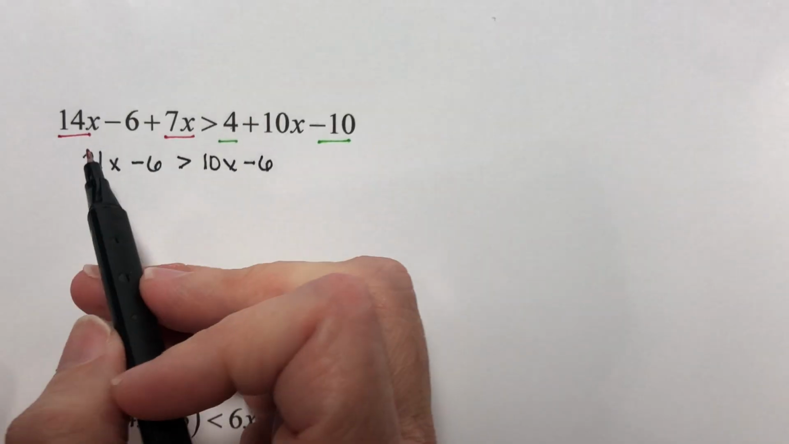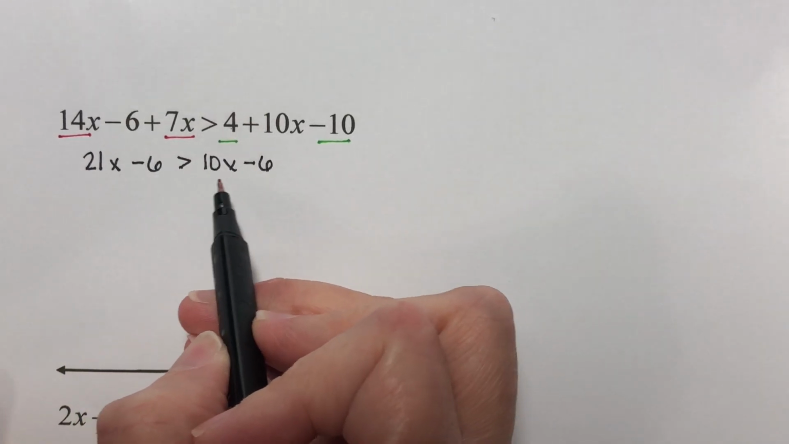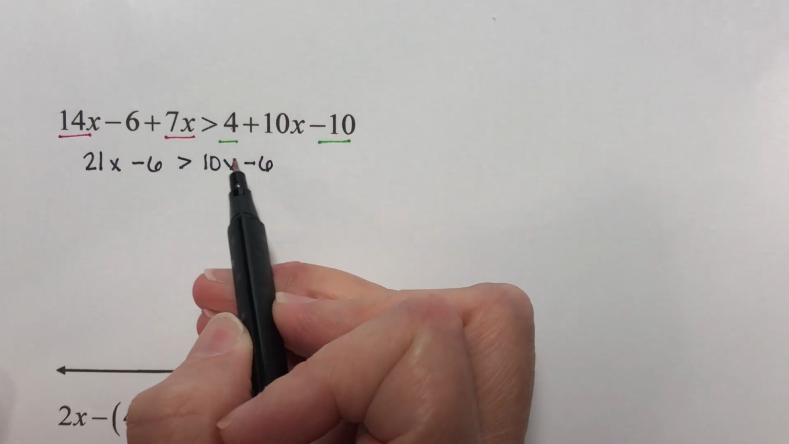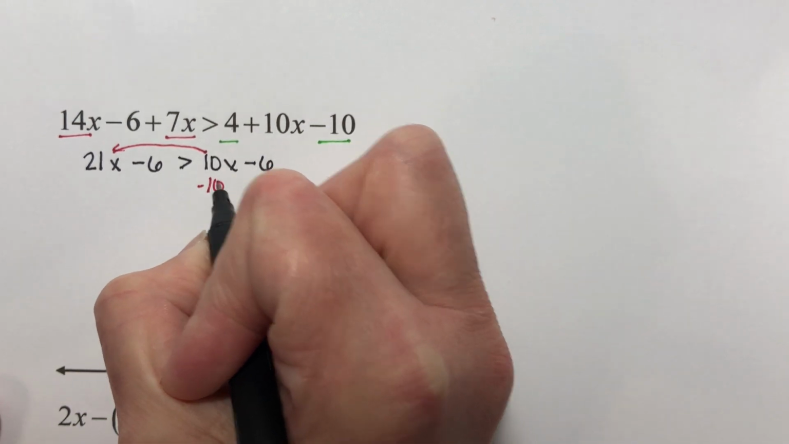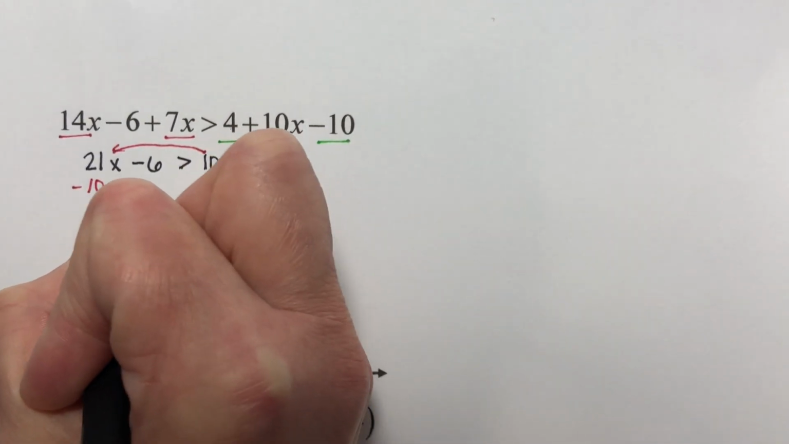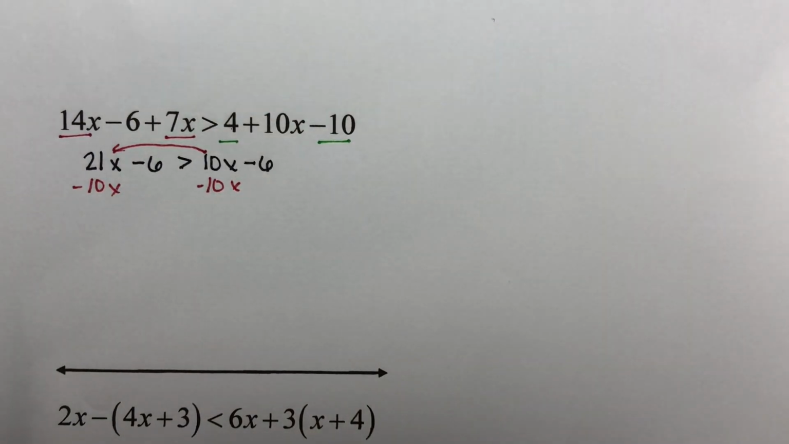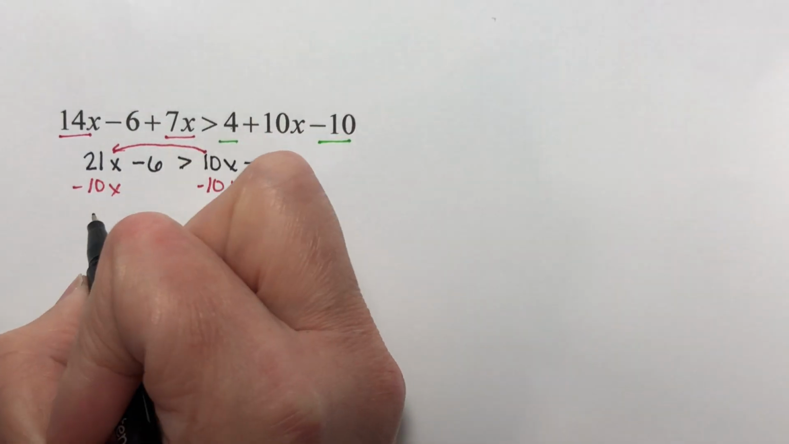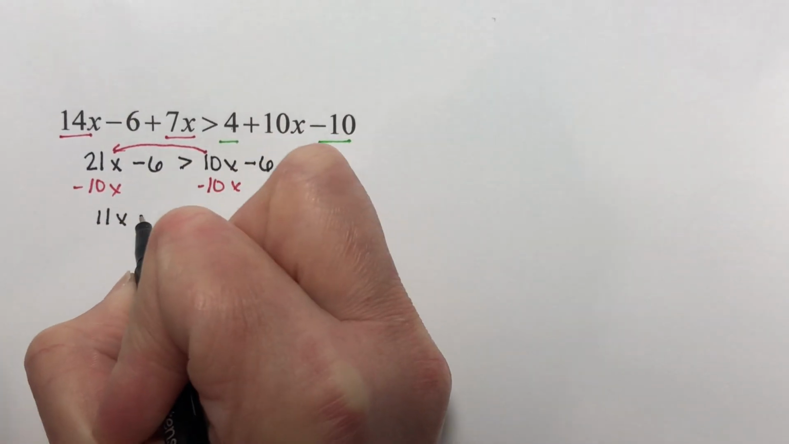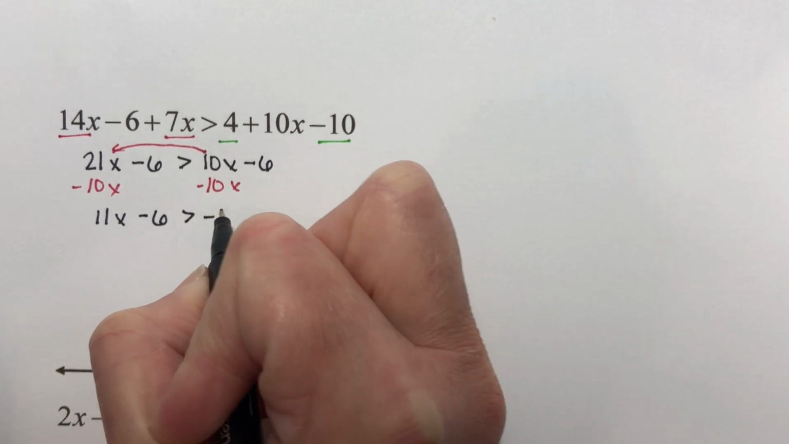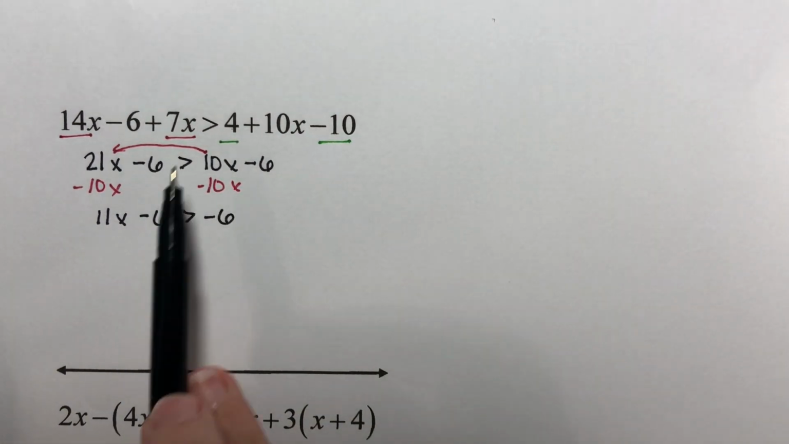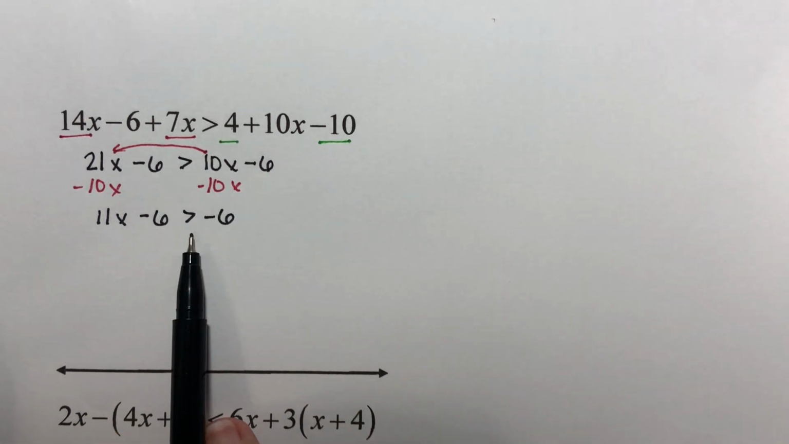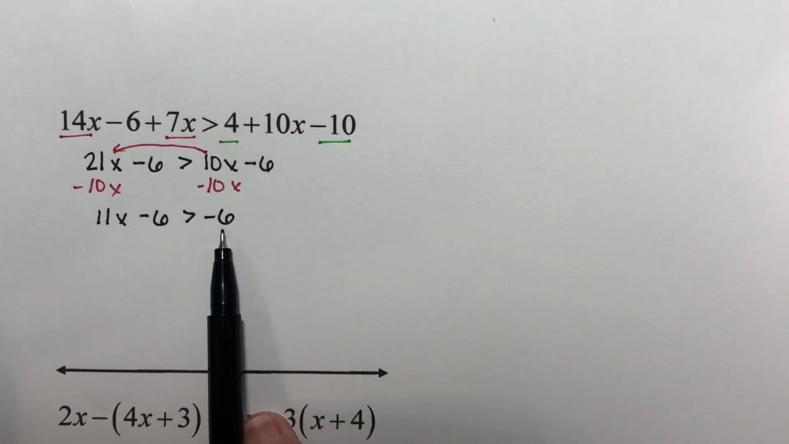So right here, if I subtract 21x from both sides, I'm going to get a negative in front of my x. I don't want that. I want to move this one over here. So I'm going to subtract 10x from both sides. Sometimes it's not going to be easy to avoid that, and you're just going to have to deal with it. But if you can avoid it, do it. I have 11x minus 6 is greater than, making sure I kept my sign, negative 6.